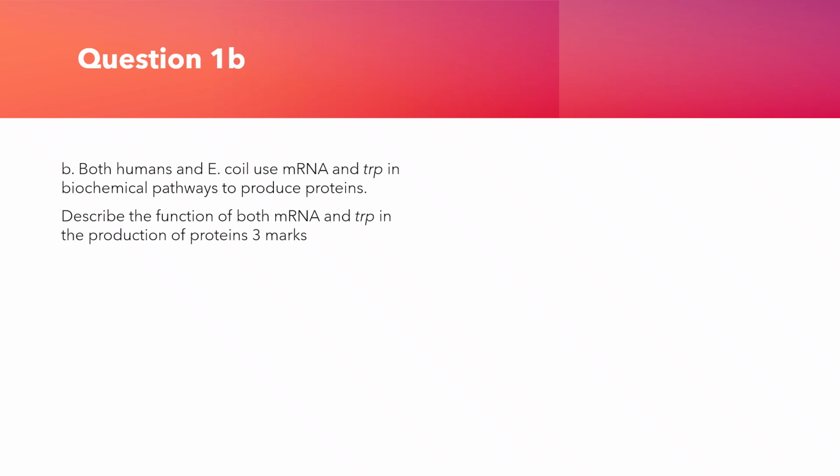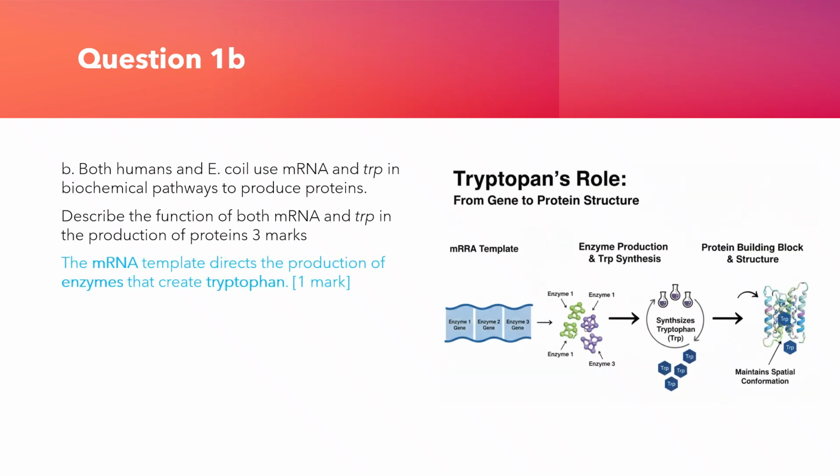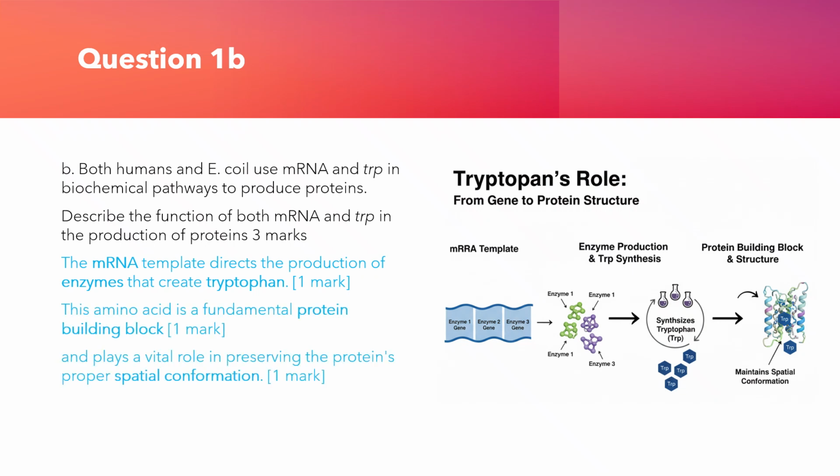The mRNA template directs the production of enzymes that create tryptophan. This amino acid is a fundamental protein building block and plays a vital role in preserving the protein's proper spatial conformation.